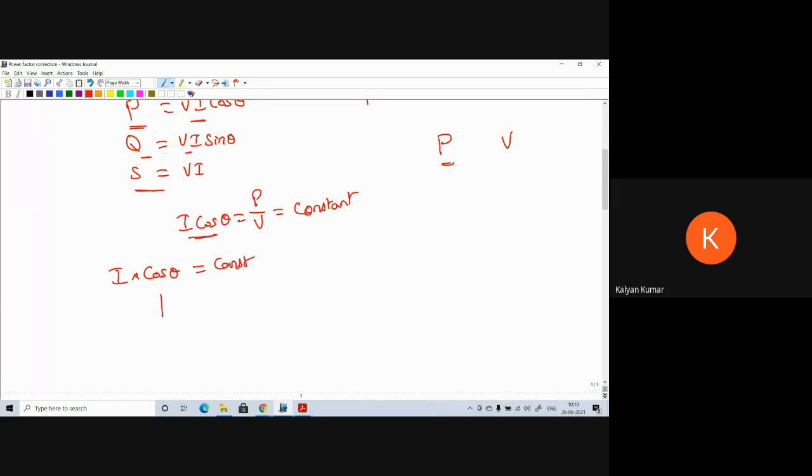If cos theta increases, how should the I be? What happens to the I value?